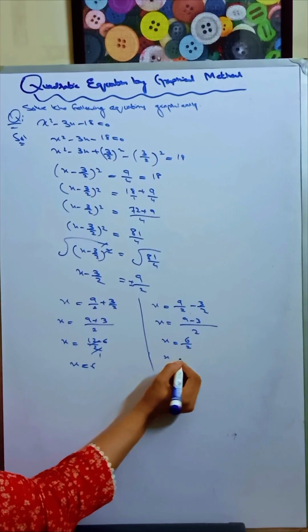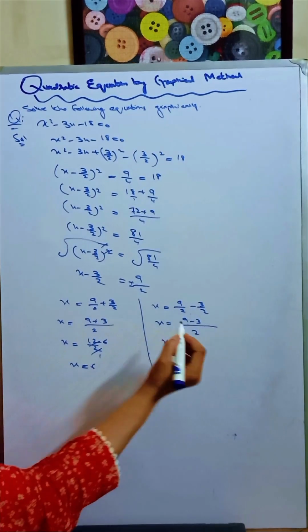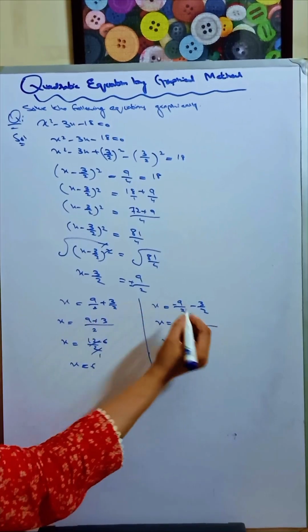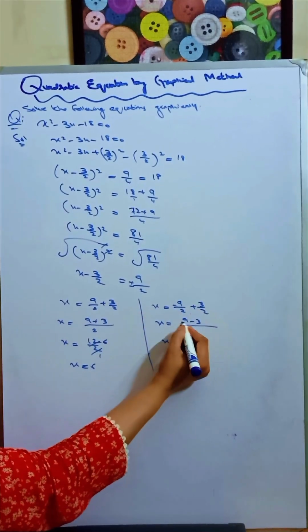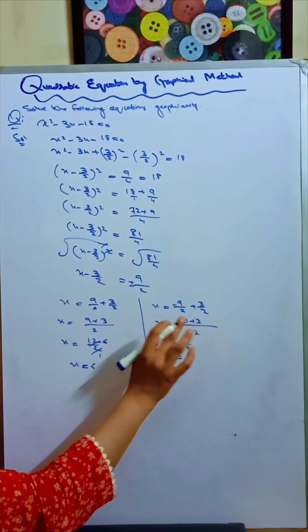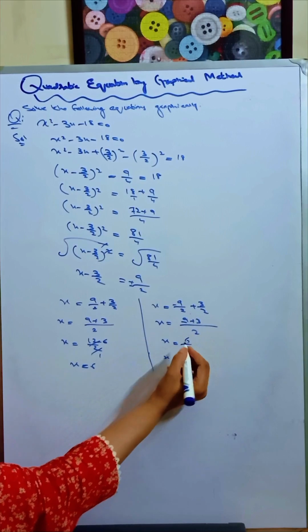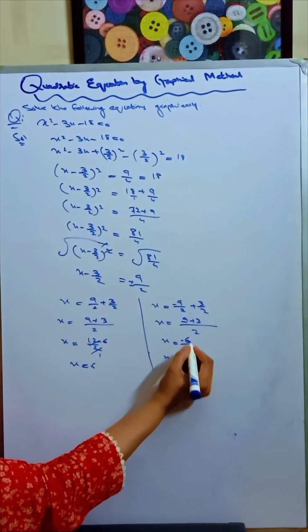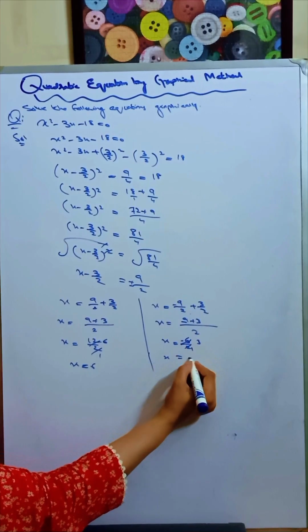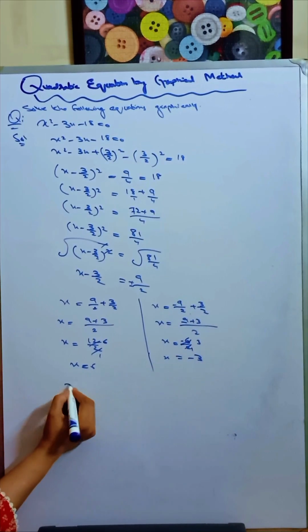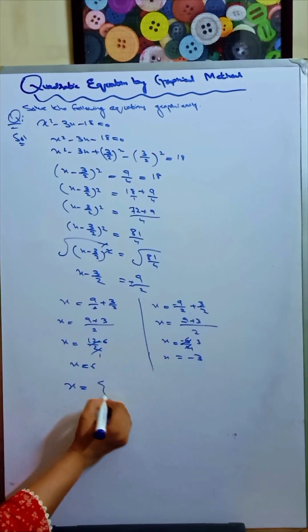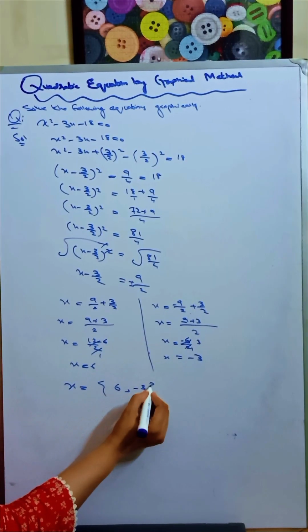Sorry, we have minus 9 here and we have plus 3 here, so minus 9 plus 3 is minus 6, and divided by 2 the answer is minus 3. So the points of intersection where it cuts the x-axis are 6 and minus 3.